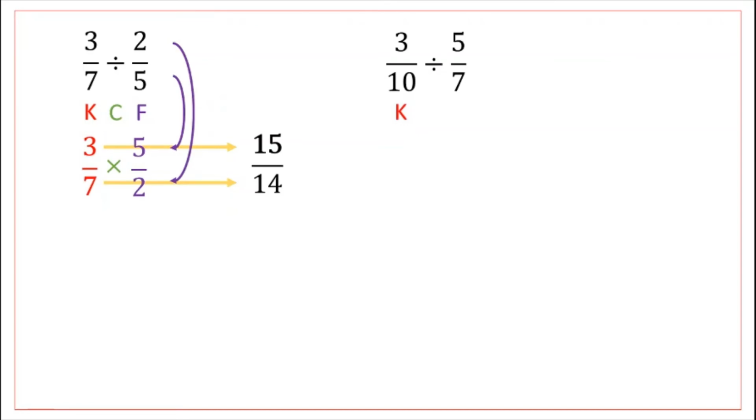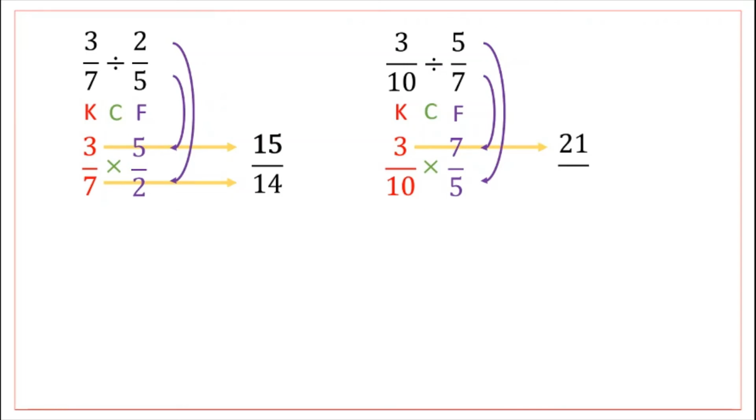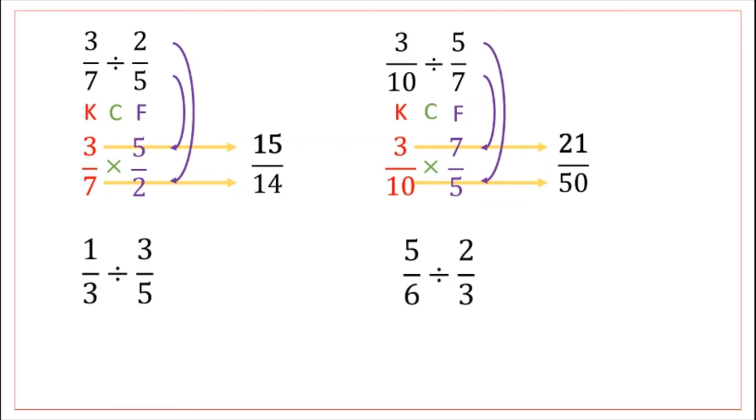On the second one, keep the fraction the same at the front, flip the second fraction, and change the sign in the middle. Multiply the tops, 21, multiply the bottoms, 50. And that one doesn't simplify, so I can just leave it as is. Okay, here are two questions for you to try on this one. Give them a go, and then when you unpause it, the answers will appear.